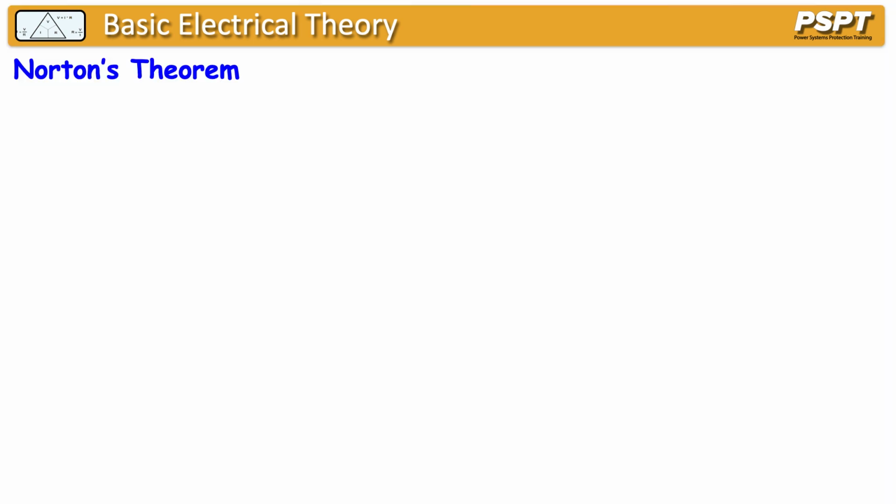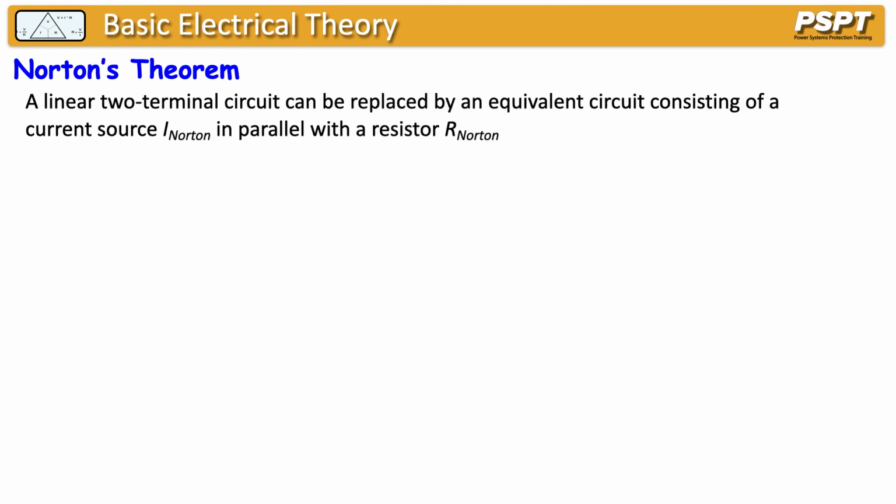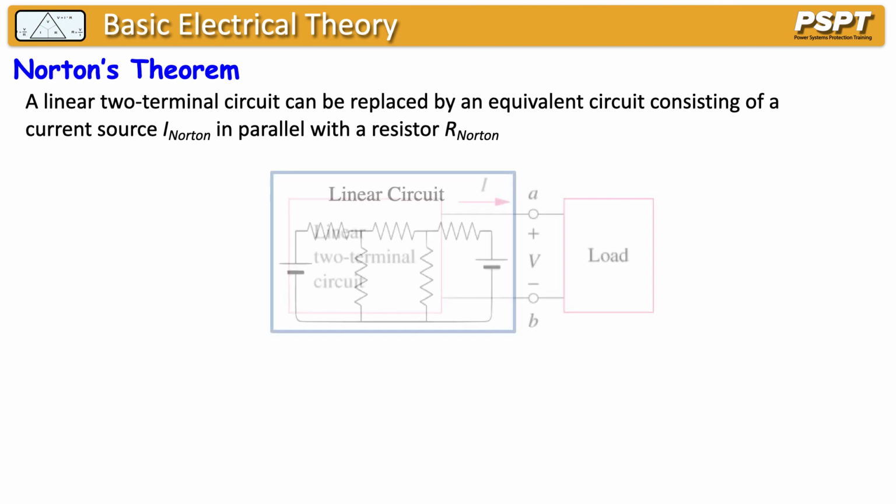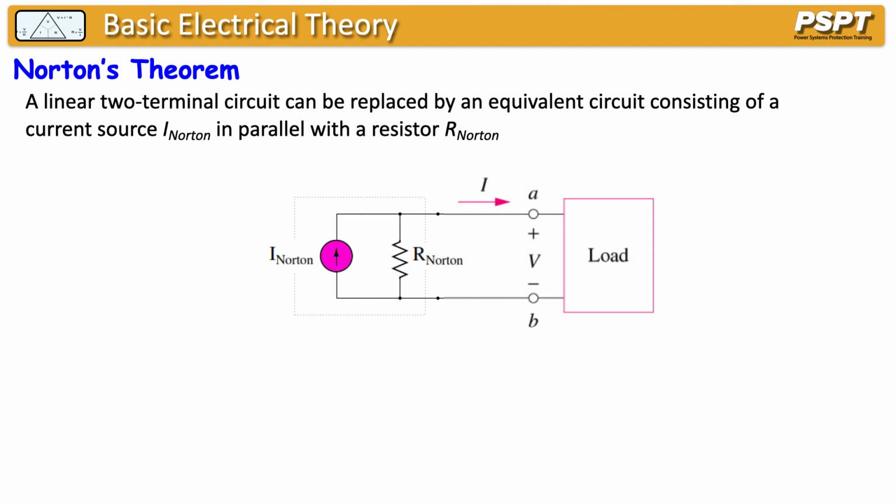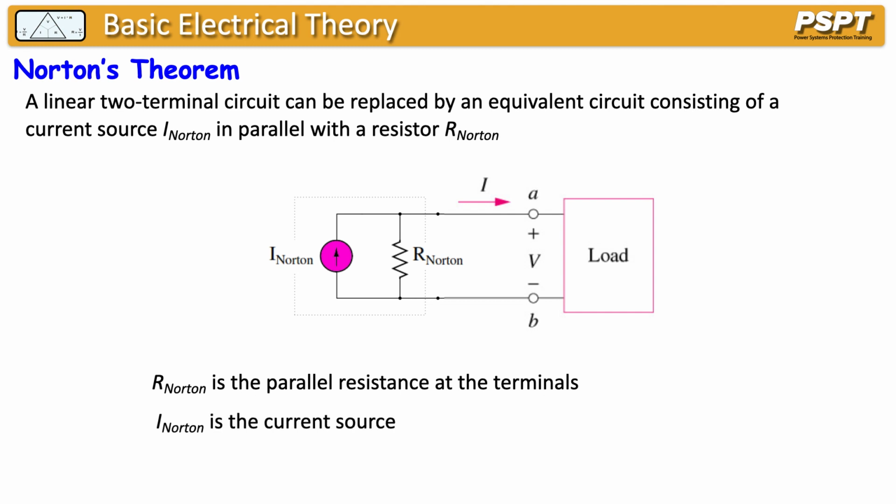Norton's theorem is similar to Thevenin's theorem, with the difference that Norton's theorem is dealing with current sources. Norton's theorem states that a linear, two-terminal circuit can be replaced by an equivalent circuit consisting of a current source, I subscript Norton, in parallel with a resistor, R subscript Norton. Which means that any circuit can be replaced by an equivalent circuit consisting of a current source and a parallel resistor, where R Norton is the parallel resistance at the terminals, and I Norton is the current source.